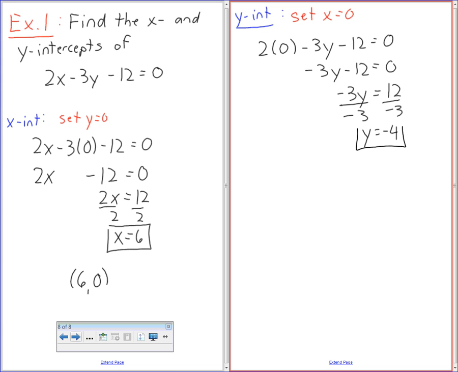Now here's the tricky question. Can I get someone to tell me, please, what the point is on the graph, what comma what? Very good. x is 0, and then y is going to be negative 4. If I was to graph this, I'm going to do this very roughly. Please don't tell your parents that I actually did this. So 1, 2, 3, 4, 5, 6. 1, 2, 3, 4. The point would be something like this. Okay, that's what the graph would look like.